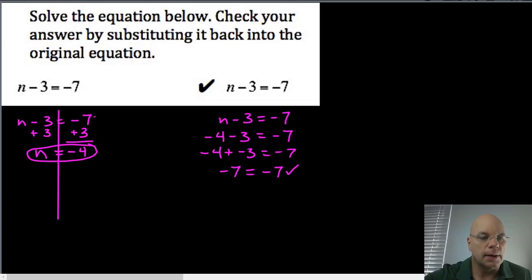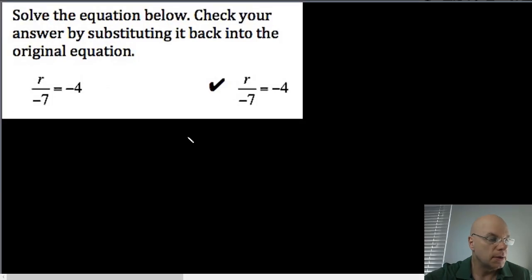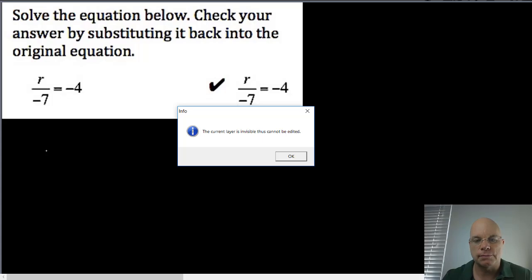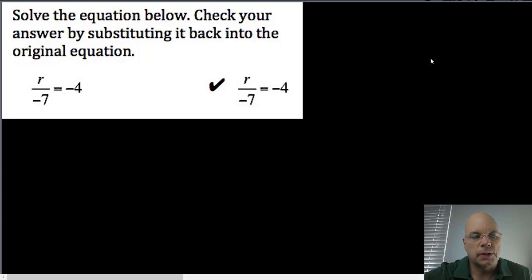Okay, problem 6 on page 2. We're solving another equation. Here we have r divided by negative 7. The vinculum indicates division. Is equal to negative 4.